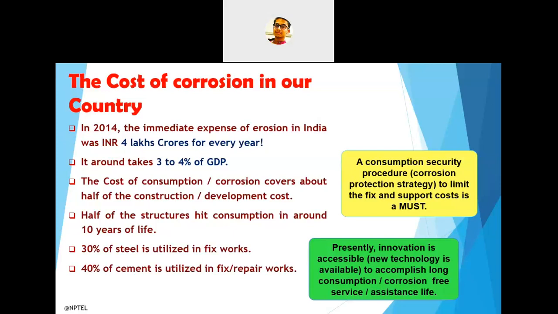So you may say that these are huge amounts, but it has been cross-checked with the manufacturing companies for both steel and cement. It is quite similar. So these two numbers, the 30% of steel and 40% of cement, are quite alarming. And also here the 3 to 4% of GDP. So we have to reduce it.